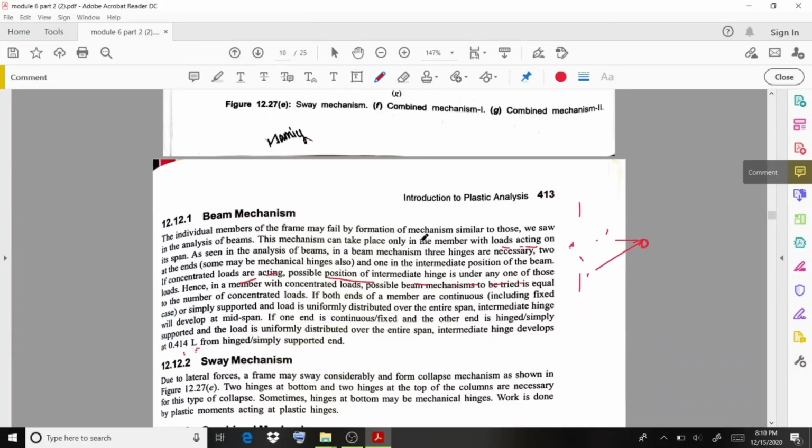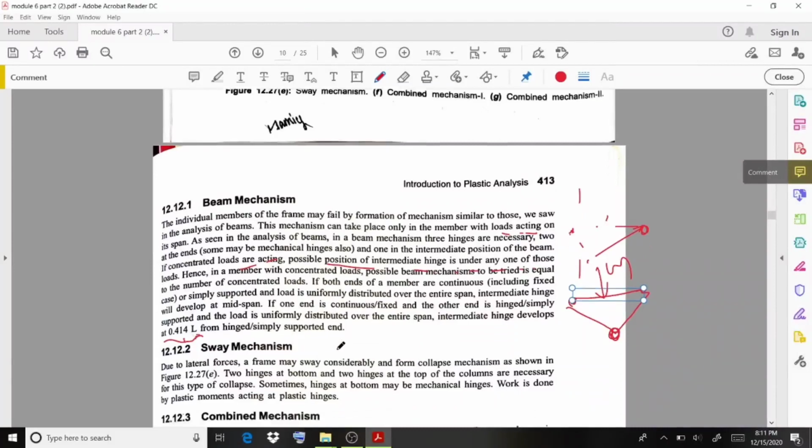Here you can observe that this mechanism can take place only in the member with loads acting on its span. As in the analysis of beams, in a beam mechanism three hinges are necessary, two at the ends and one in the intermediate position. So let us take an example. This is a beam, and obviously if a load W1 is acting, under that load the plastic hinge will be formed. That is mentioned here. And if it's a propped cantilever beam, it is mentioned that at a distance of 0.414 L from the support end the hinge will form.